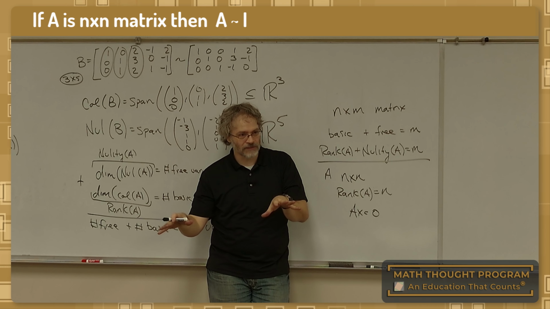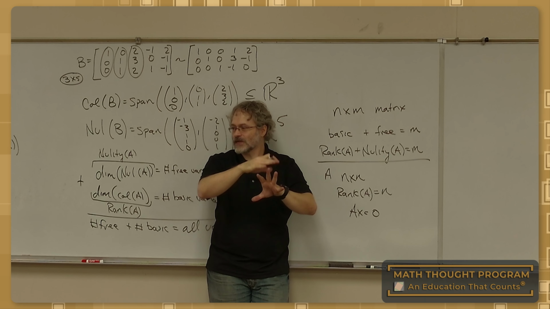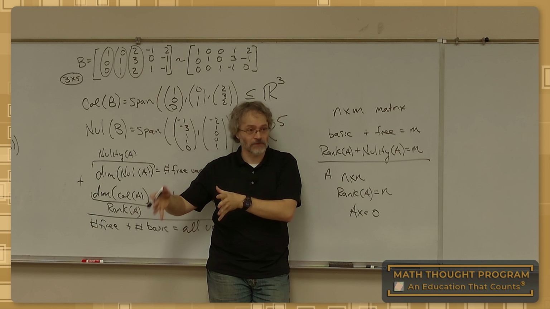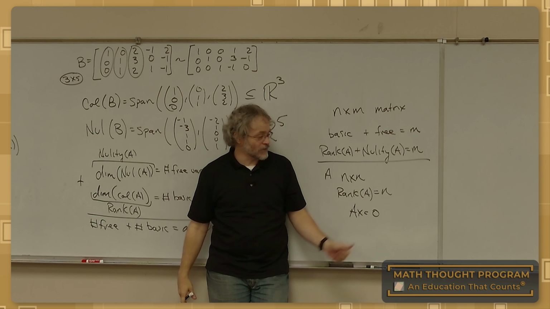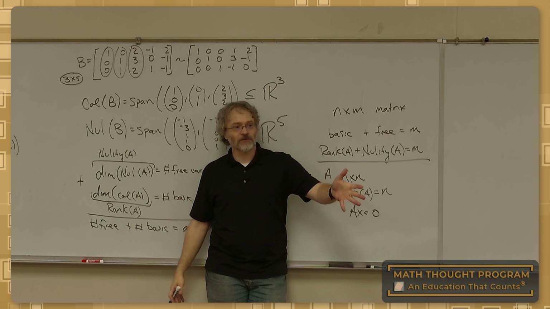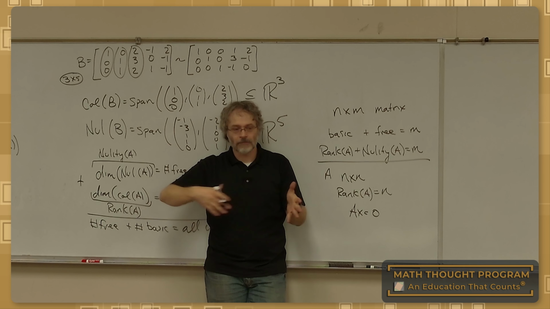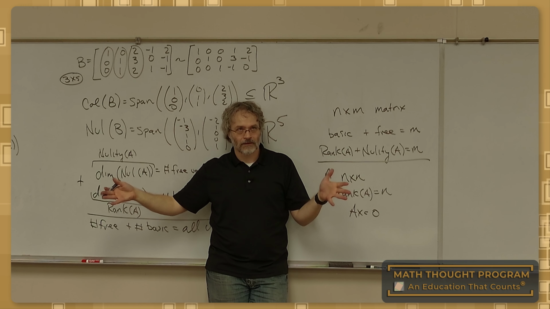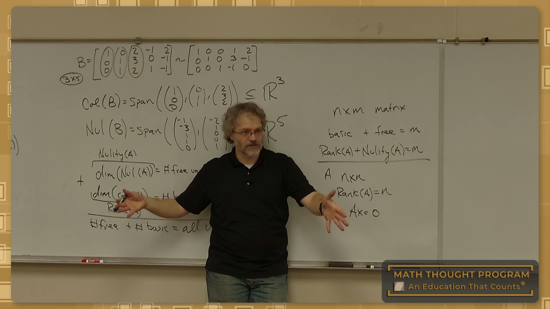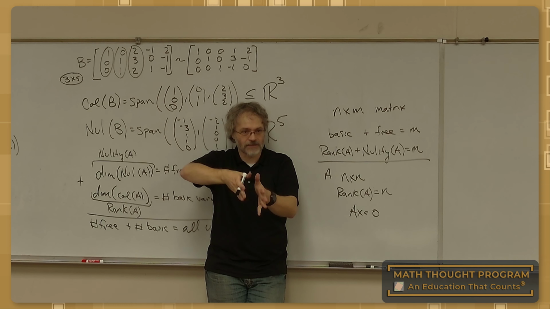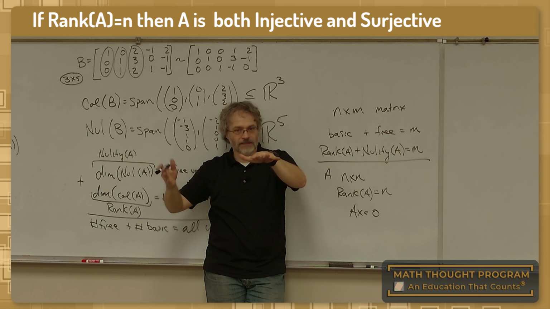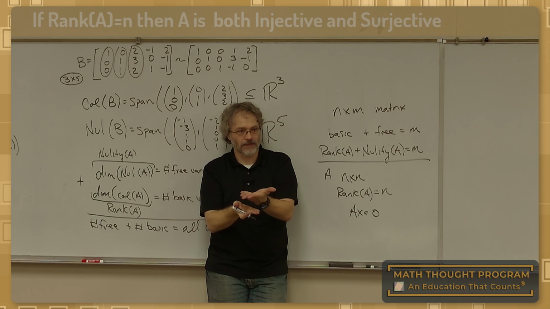So if the columns are linearly independent, could you take the matrix and reduce it down into the identity matrix? And if you take a matrix, reduce it down to the identity matrix, that tells you you're going to have n basic variables. And if you have n basic variables, that means rank A has to be n. So if you have no free variables and all the variables are basic, what else does that say about the function, the transformation? Every column has a pivot, so it's injective. Every row has a pivot, so it's surjective.